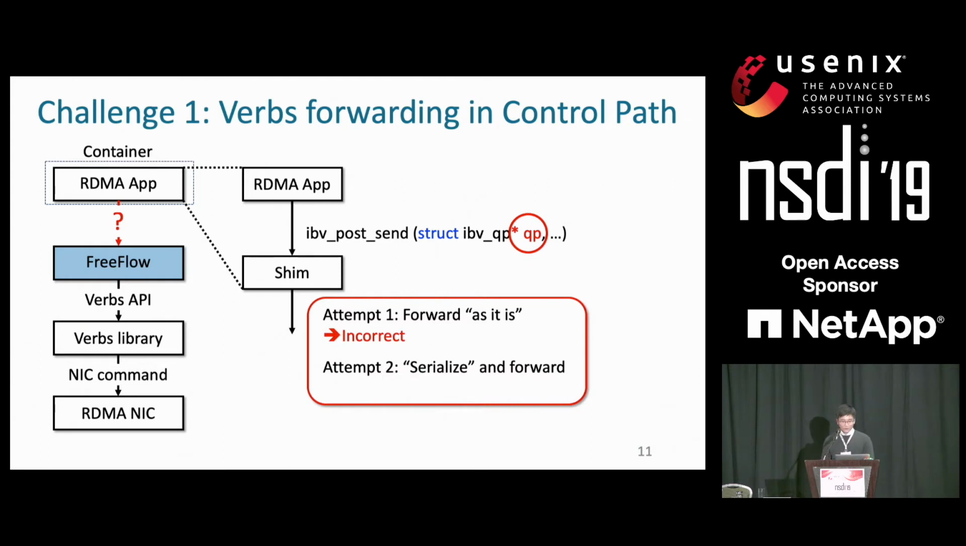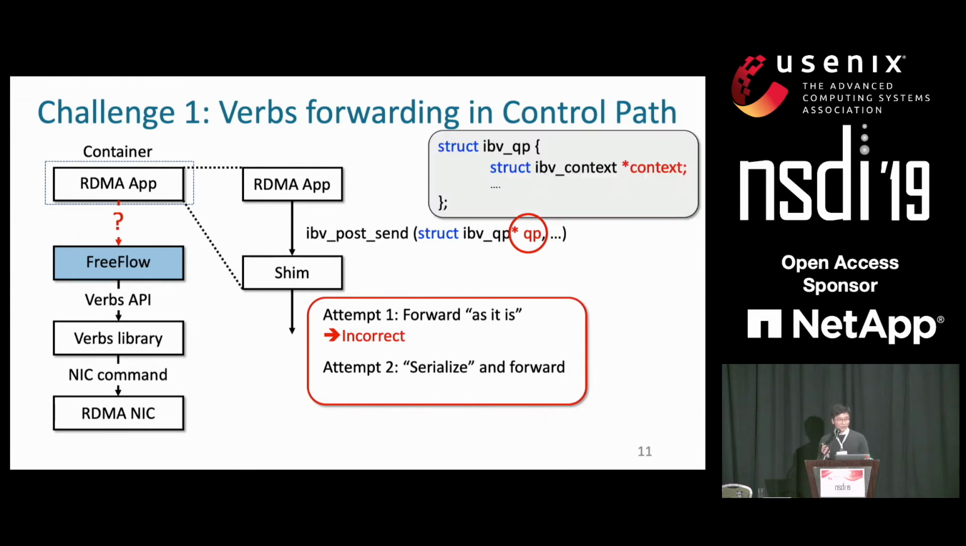And the second approach we took was to serialize the arguments and then forward them. But we observed that the QP data structure in this case indeed contains lots of pointer member variables, which makes the serialization very difficult or inefficient. So how did we solve this problem?